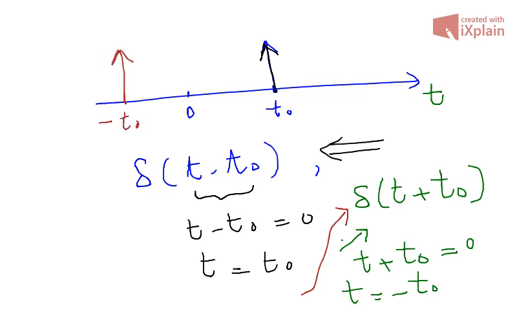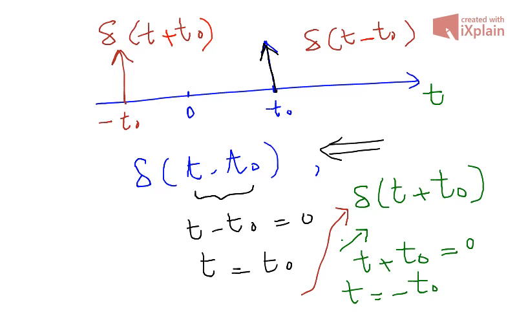So this function is delta of t plus t naught, and this function is delta of t minus t naught. Sorry, I did it a bit incorrectly. Let me make this correction. This is delta of t minus t naught, and this is delta of t plus t naught, as we have seen here.